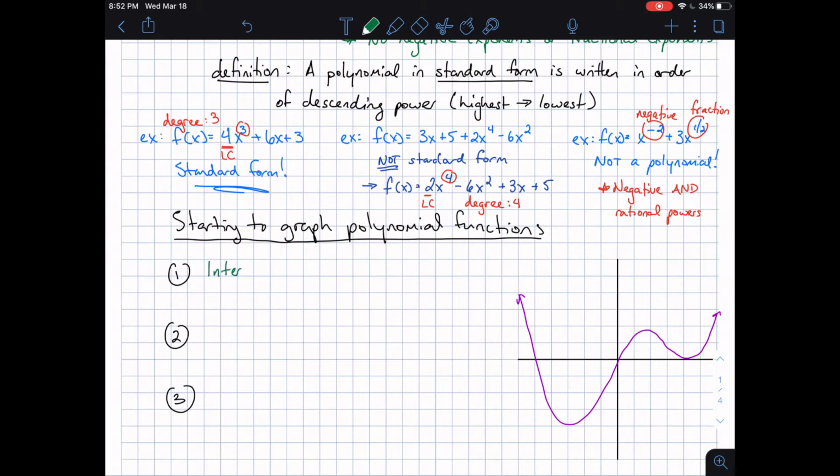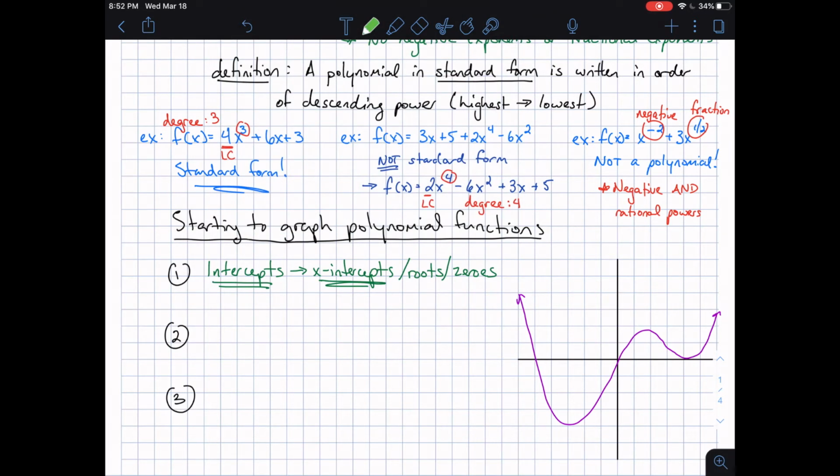The first thing that's helpful are our intercepts. And specifically, we don't really talk about the y-intercepts too much at this point anymore. I'm really focusing on the x-intercepts, which may also be called roots. You may also hear them called zeros. It all means the same thing. X-intercepts, roots, zeros, solutions, it all means the same thing.